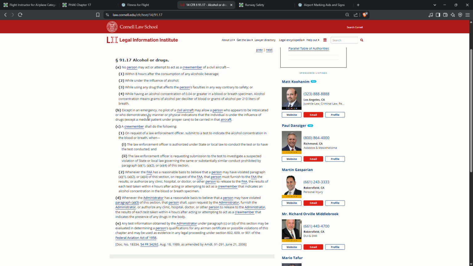Another one is no alcohol concentration of 0.04 or greater in the blood or breath. That's just, again, another numerical rule that we need to consider, but alcohol during flight is a major no-no.